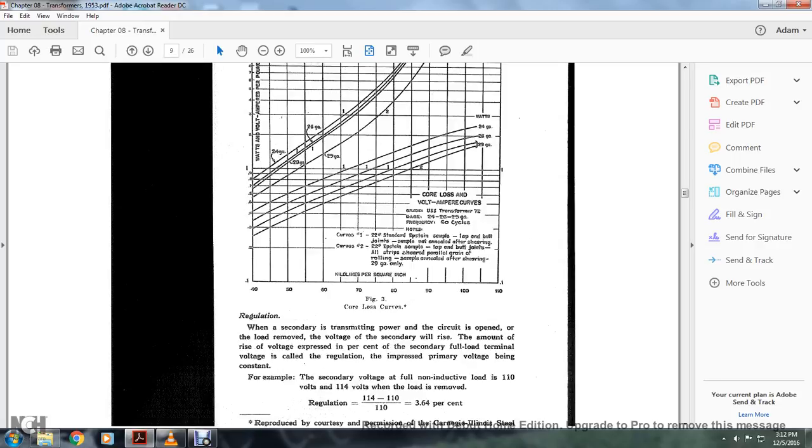Regulation. When the secondary is transmitting power and the circuit is opened with the load removed, the secondary voltage will rise. The amount of the rise in voltage, expressed in percent of the secondary full load terminal voltage, is called the regulation, with the impressed primary voltage being constant. For example, the secondary voltage at full non-inductive load is 110 volts, and 114 volts when the load is removed. Regulation is equal to 114 volts minus 110 volts divided by 110 volts, which is 3.64%.